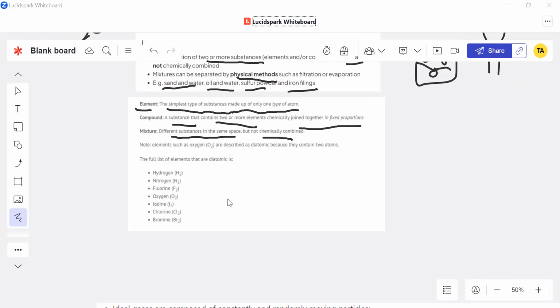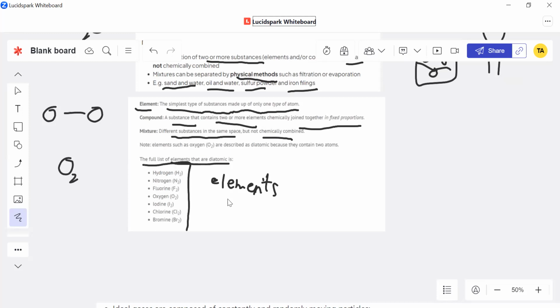So the full list of elements that are diatomic, you need to know the elements that are diatomic. These are hydrogen, nitrogen, fluorine, oxygen, iodine, chlorine, and bromine. Basically, when an element exists in a natural state where they form a bond between them, this is known as a diatomic molecule. So you need to know all of these diatomic elements. You have to memorize them, and they won't give you the periodic table. So it's better if you literally memorize them.